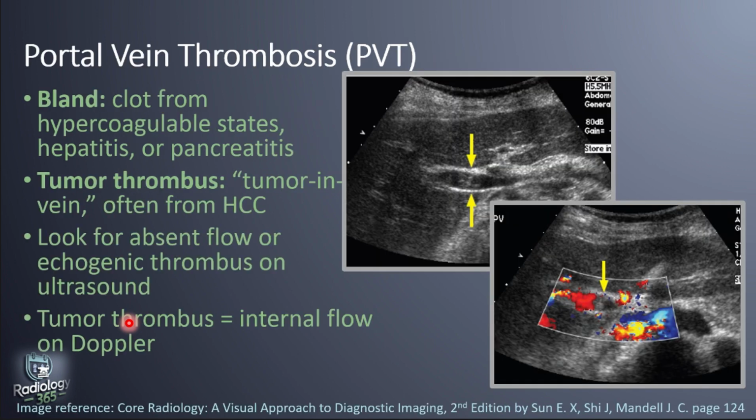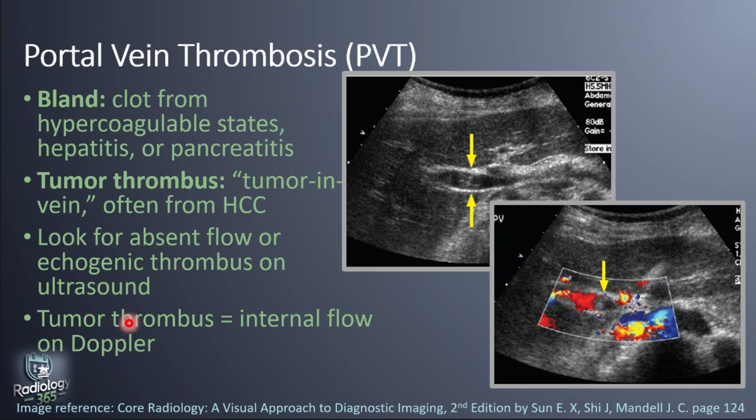Portal vein thrombosis can be either bland or tumor related. Bland means it's just a clot, maybe from hepatitis, pancreatitis, or a clotting disorder. In babies, dehydration or an infection around the belly button, that's omphalitis, can also be a trigger for this bland thrombosis. Tumor thrombus, on the other hand, is when cancer, most commonly hepatocellular carcinoma, invades the portal vein. We call it tumor in vein.